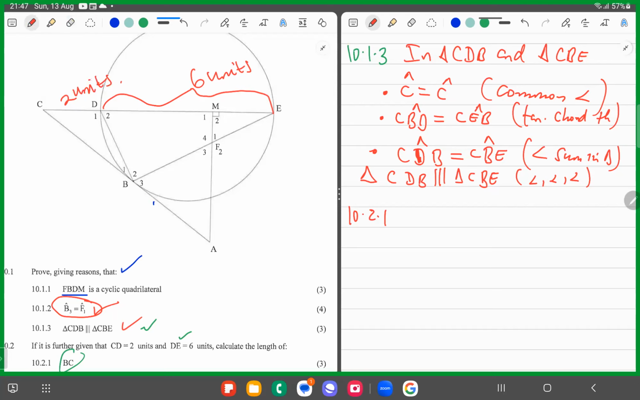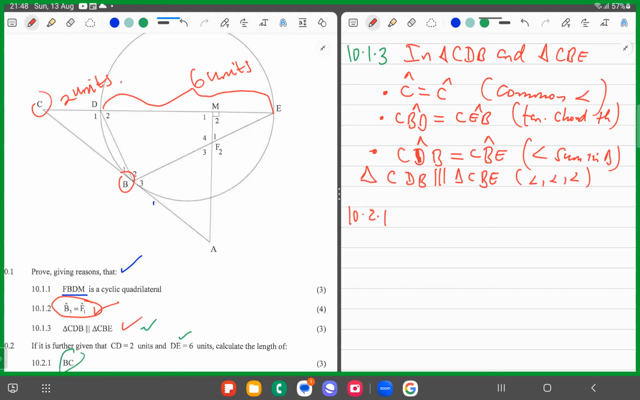Okay, so CD is 2 units and DE is 6 units. Calculate the length of BC. Let's see that one.